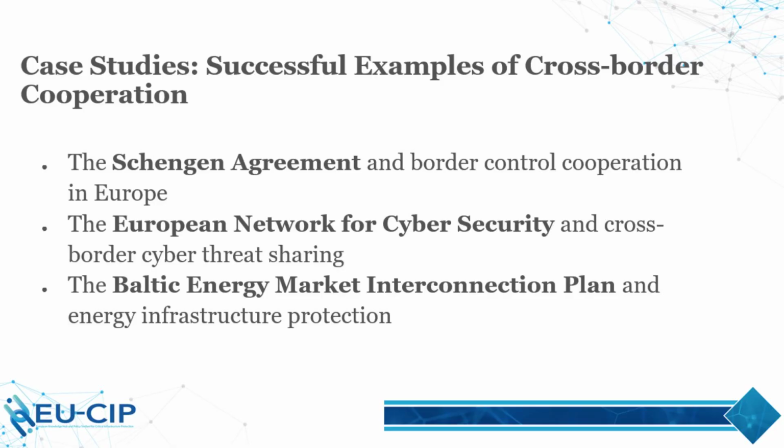III. Case studies: successful examples of cross-border cooperation. A. Case Study 1: The Schengen Agreement and border control cooperation in Europe. Initially established in 1985 and implemented in 1995, it marked a significant milestone in European cooperation by abolishing internal border checks and creating a single external frontier.